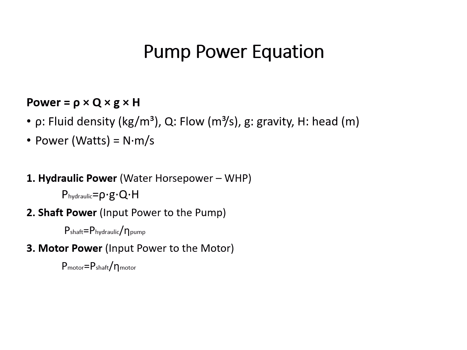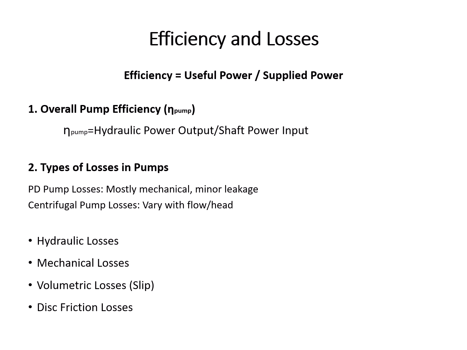The motor power is the input power to the motor. If you are sizing the motor, it accounts for the motor efficiency: the shaft power divided by the motor efficiency gives you the final power. Again, efficiency is the useful power divided by the supplied power.